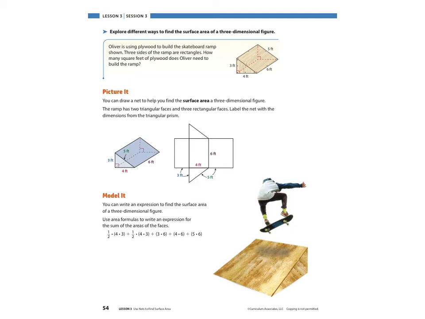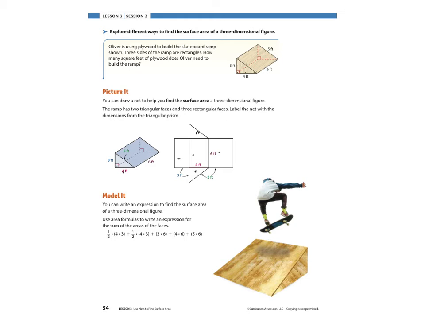Okay, we are at net here. On page 54, okay, they put the Explore problem back up here. Oliver is using plywood, we know that. Okay, talking about the 3 rectangles, 2 triangles. Okay, they give you some strategies here. The strategy they give is that you could draw a net to help you find the surface area. So the ramp has 2 triangles, so there's your 2 triangles. We know it has 3 rectangles, so there's a 1, 2, 3, and you can see the different dimensions of the rectangles that are labeled.